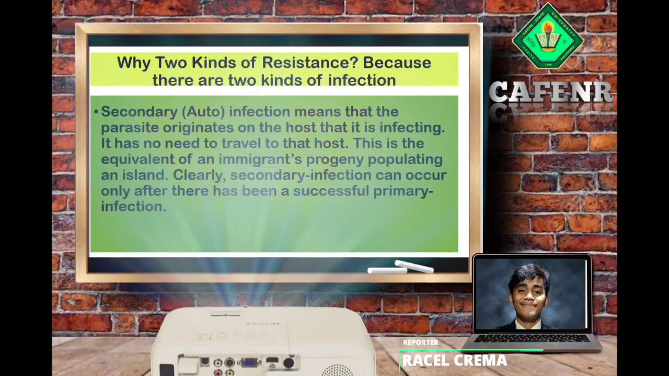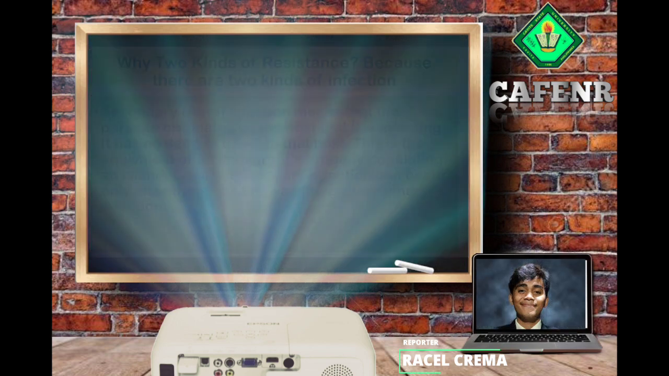Next is secondary, or auto infection, which means that the parasite originates on the host that it is infecting. It has no need to travel. This is the equivalent of an immigrant's progeny populating an island. Clearly, secondary infection can occur only after there has been a successful primary infection.